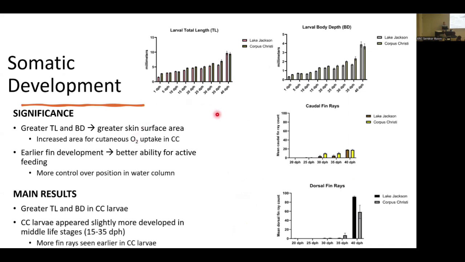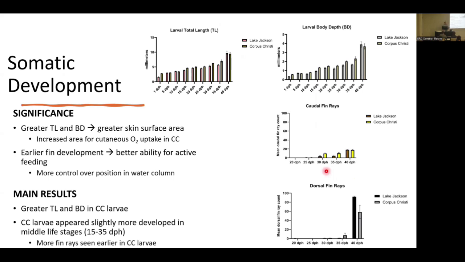Also borne out somewhat in that data of just their somatic development. So not as much of a huge difference here, but we do see that across the bulk of that study period, those Corpus fish were maintaining both higher length and depth compared to Lake Jackson. Although we see at the end here that Lake Jackson batch actually caught up in terms of size with this Corpus fish. Talk about that a little more later. Also see in terms of fin ray development that those Corpus fish were developing fin rays in both their caudal and dorsal fin earlier than the Lake Jackson fish.